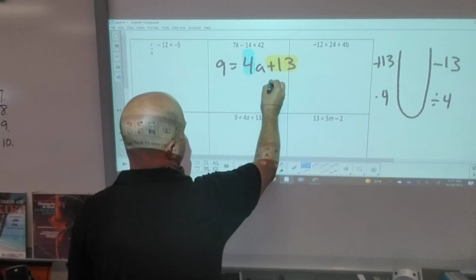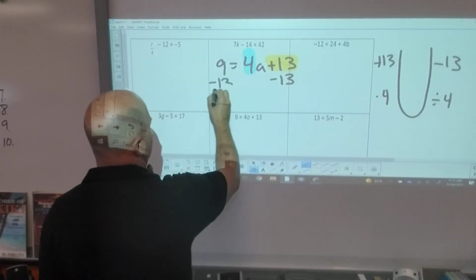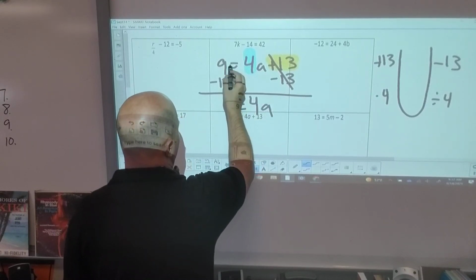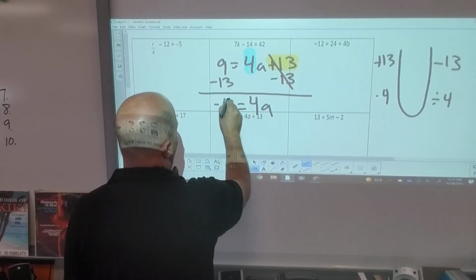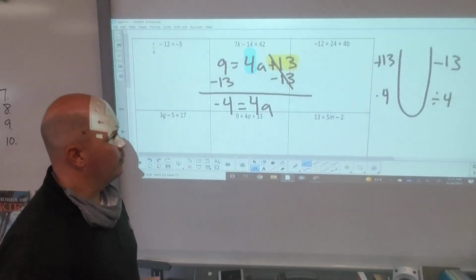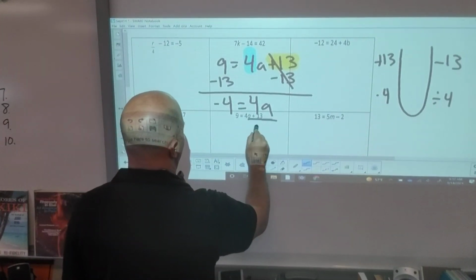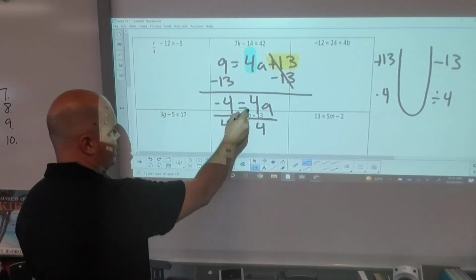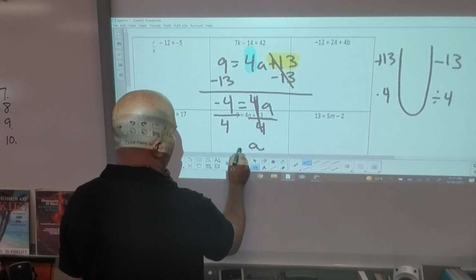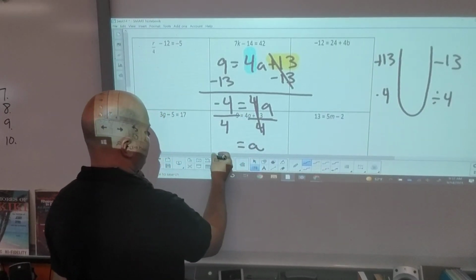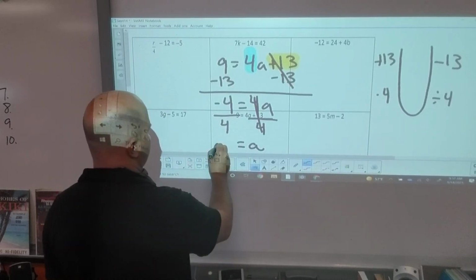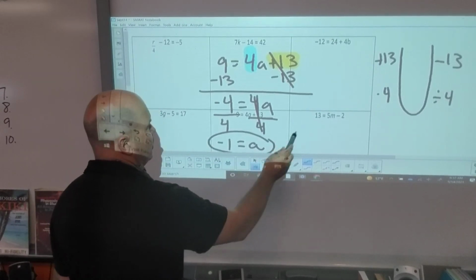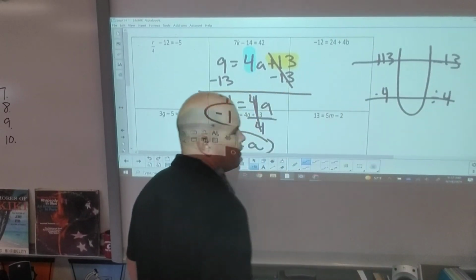So here's my plus 13, so I'm going to get rid of it by minusing 13. That goes away, and I'm left with 4a equals 9 minus 13, which is a negative 4. Then from here, I just need to divide by 4, divide by 4. This cancels out to leave me a all by itself, and negative 4 divided by 4, a negative divided by a positive, is going to be a negative 1. And that'd be my answer. I've done both my steps, and I'm out of the problem.